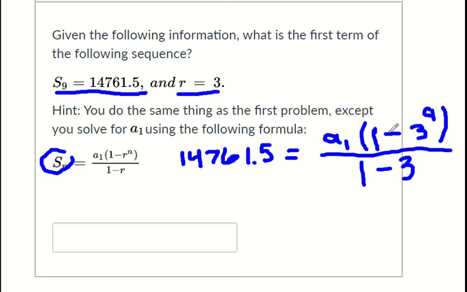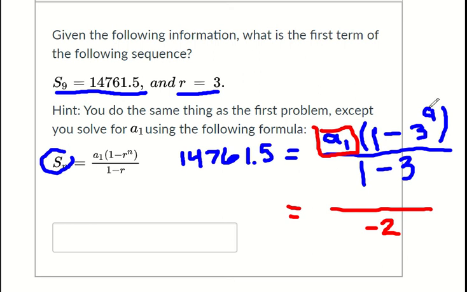Before I solve this, what I'm going to be doing is solving for A1, kind of like solving a basic equation. So I'm going to clean this up a little bit. So this equals 1 minus 3 on the bottom, which is negative 2, and then 1 minus 3 to the 9th power.